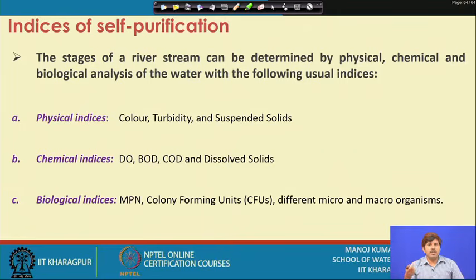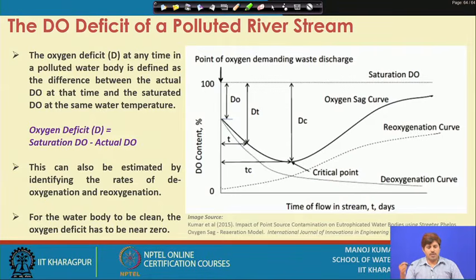Then there could be biological indices in the form of MPN. We discussed this: what is the bacteriological pollution in the water, which could be assessed in the colony forming unit, or CFU, as well. There we can specifically analyze selective macro and microorganisms to see the biological state of the water.